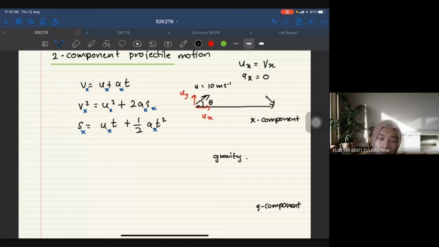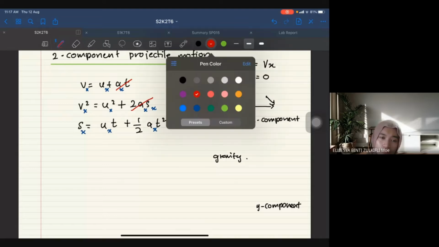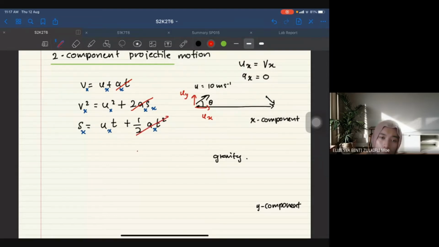So what happens to our equation when Ax is equal to 0? We can cancel out this term, so we end up with Vx equals Ux. And then we can cancel out this term, so again we end up with Vx equals Ux. The last one, we can cancel out this one as well, and then you end up with Sx equals Uxt. Okay, I'm going to move this to a different page altogether.